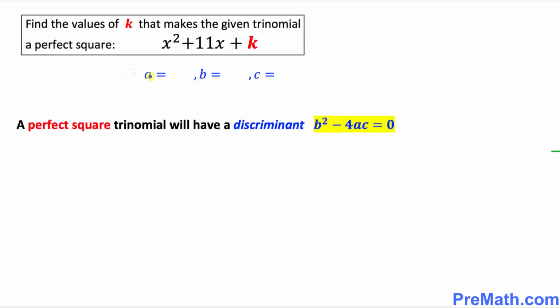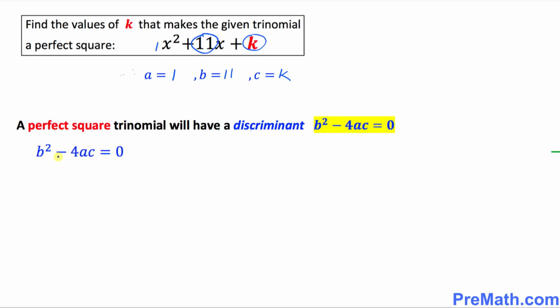For that purpose, we're going to find the values of a, b, and c. Let's compare our trinomial with the given quadratic expression in standard form. If we compare these two, we can see that a equals 1, b equals 11, and c is k. So let's go ahead and calculate the value of b squared minus 4ac.